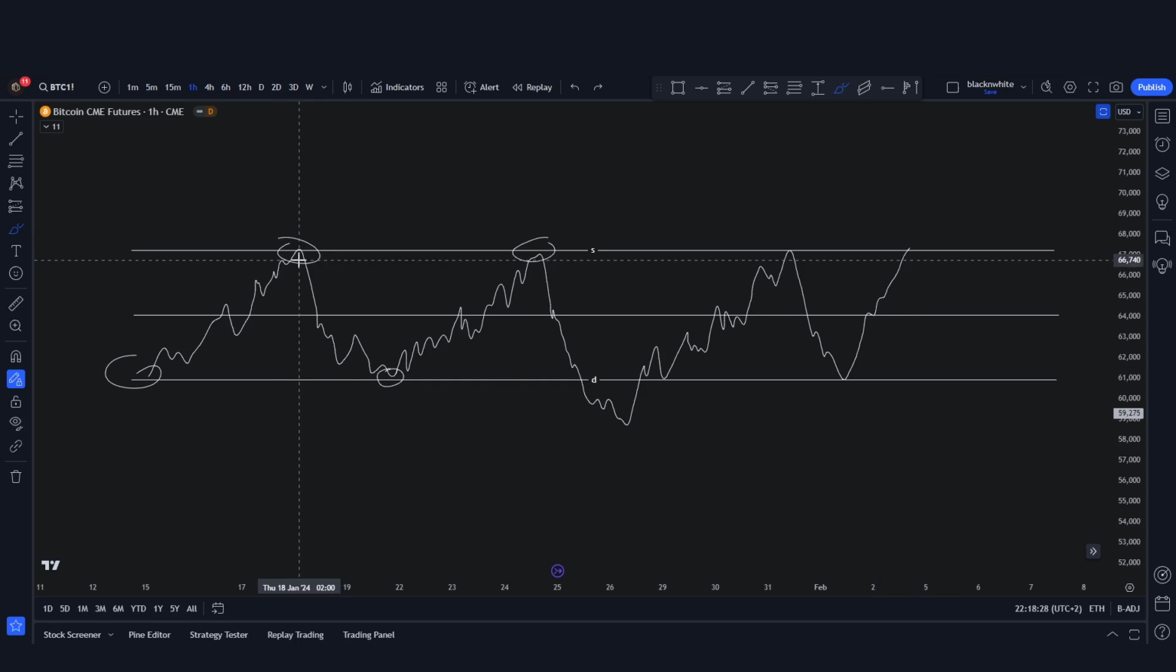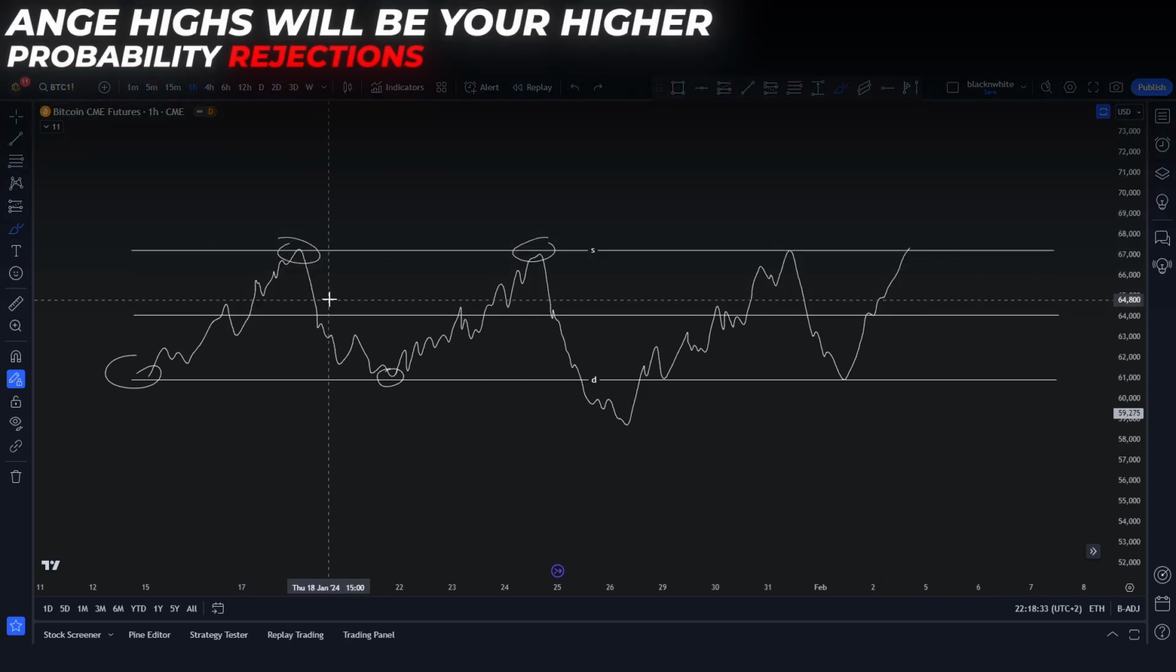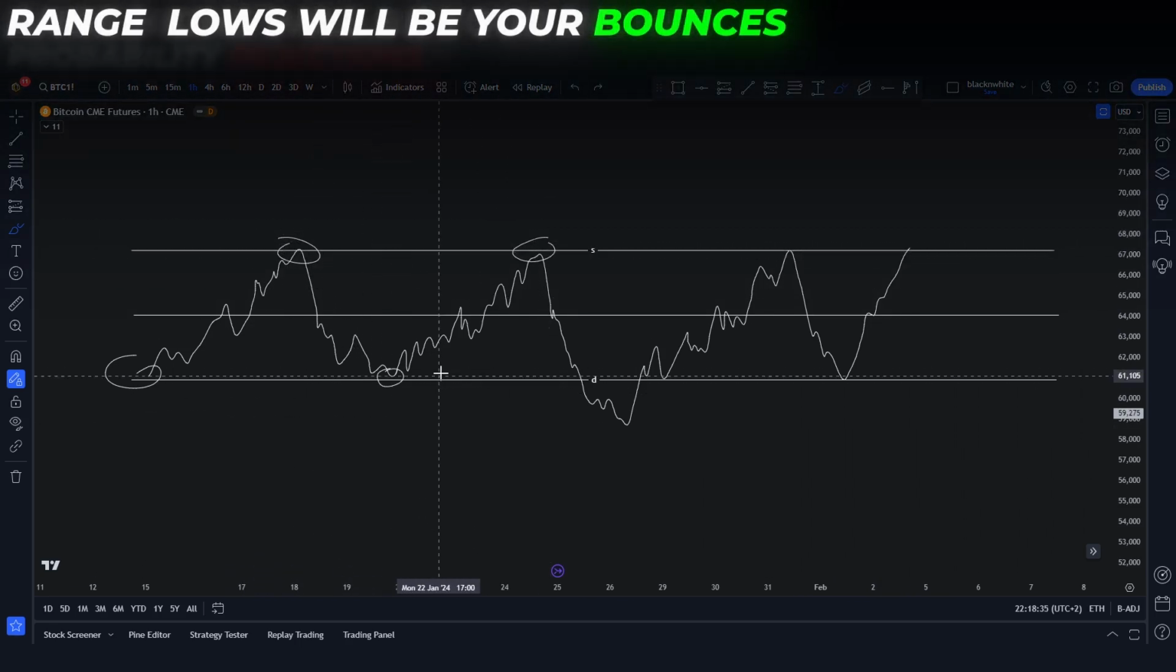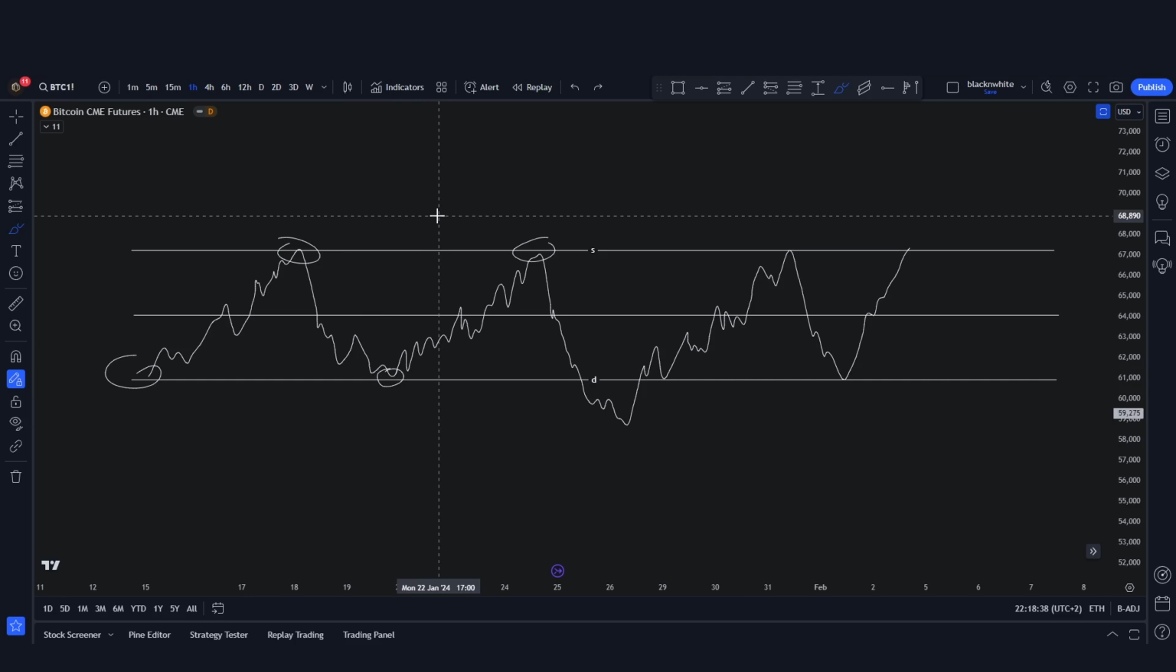So starting off, as I said, range highs will be your higher probability rejections, and the range lows will be your bounces. How you can play that obviously is by going into shorts whenever we're at that range high level or area, and whenever we're near the lows, you're going to want to go for buys or longs. There is a very specific trade style that I use to get specific levels of validation and have high risk reward trades, so I can get really good yields out of the trades.